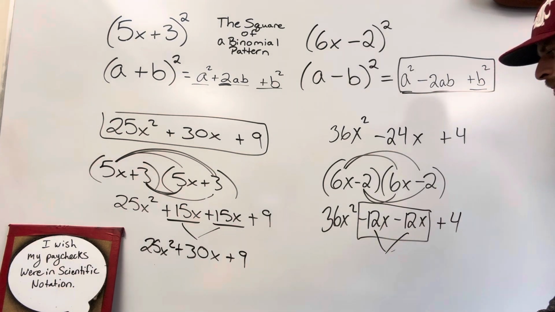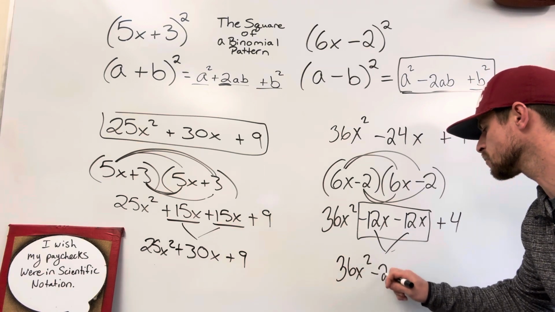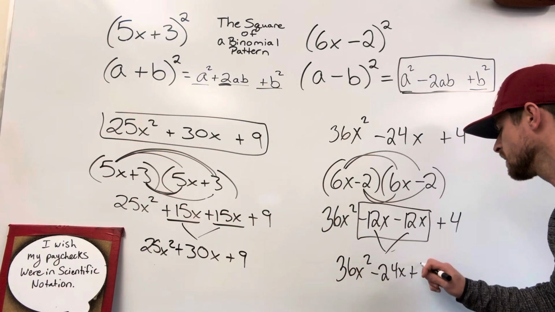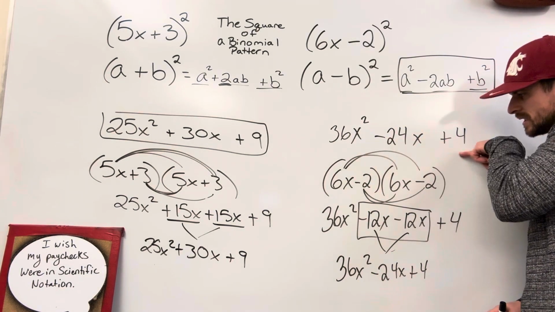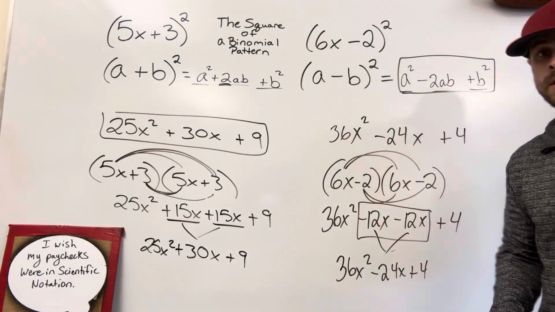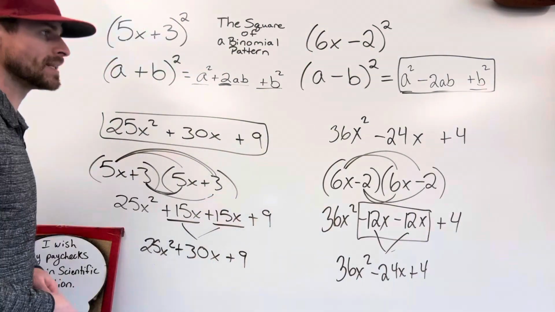Combine your like terms in the middle. Final answer of 36x squared minus 24x plus 4. And we get the exact same trinomial as we originally did by using the pattern. Hopefully this pattern makes sense. You understand why it happens and why it works out the way it does.